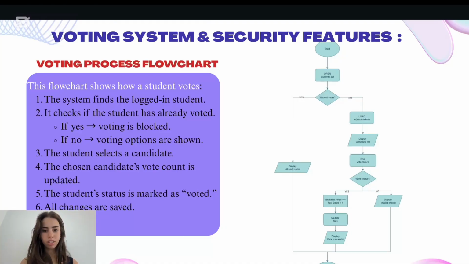The student then selects their preferred representative. After validating the choice, the code increases that candidate's vote count by 1 and updates the representative's record. Lastly, has_voted is updated to 1 and both files are saved. This process is exactly what you see in the cast vote function.